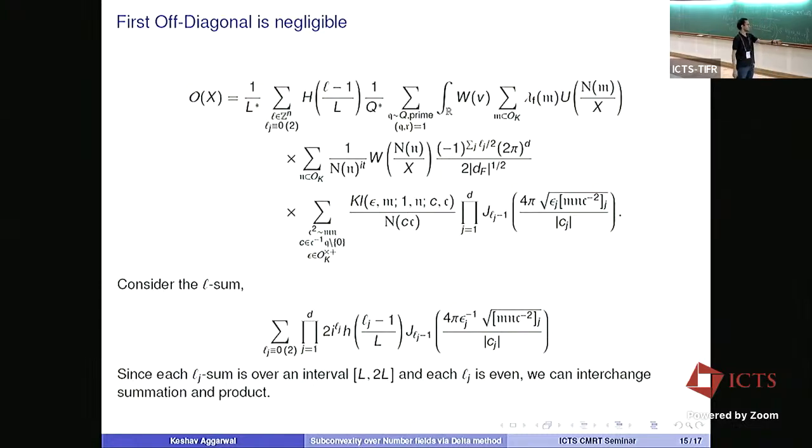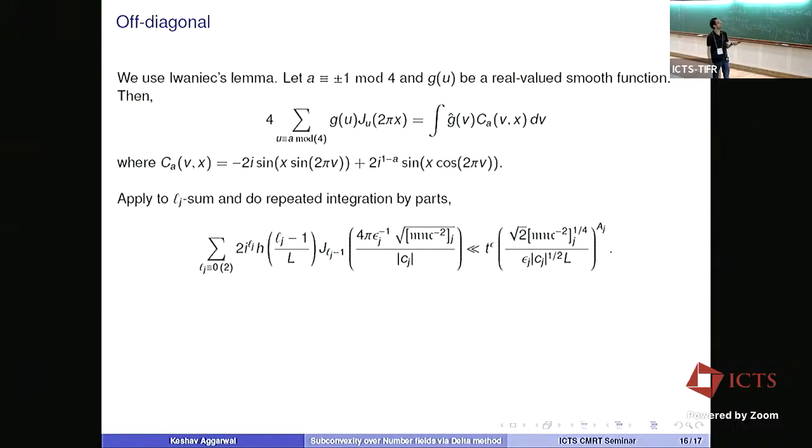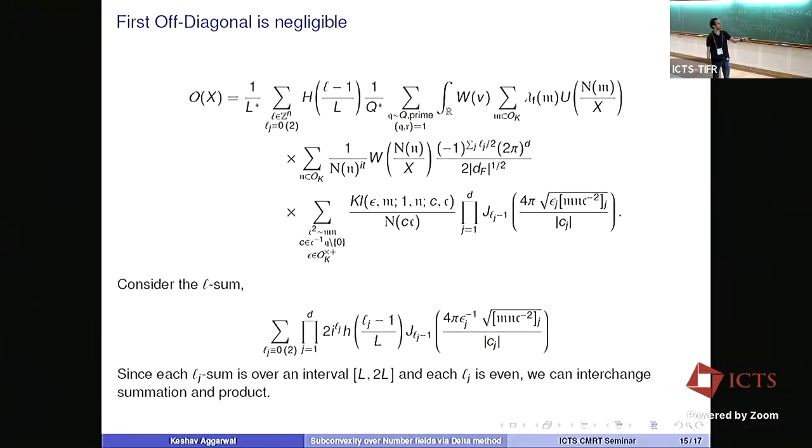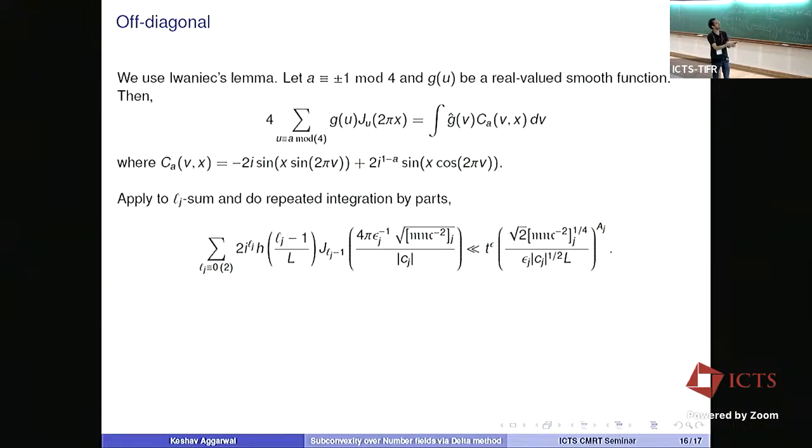But one has to notice that because these are sums over a dyadic interval, and each of these L_j's are even, you can actually interchange the sums and the product, and you will still get the same thing. So that's the first thing that we do. So we have interchanged the sum and product, and then we look at each sum separately. And for that, we use Iwaniec's lemma.